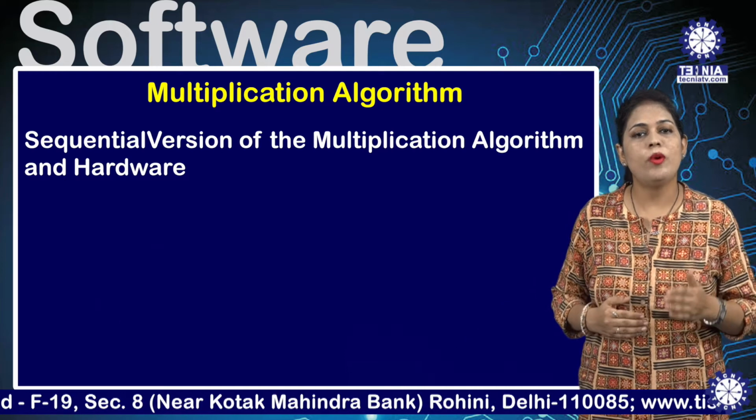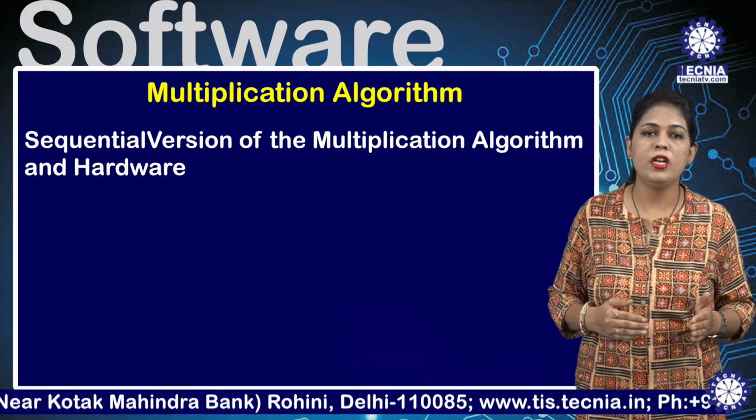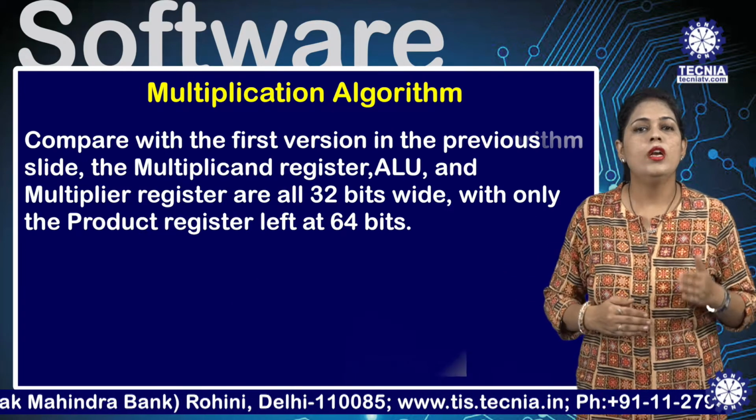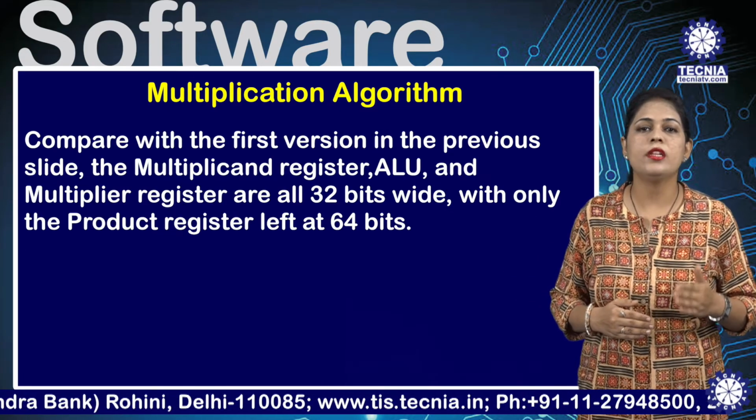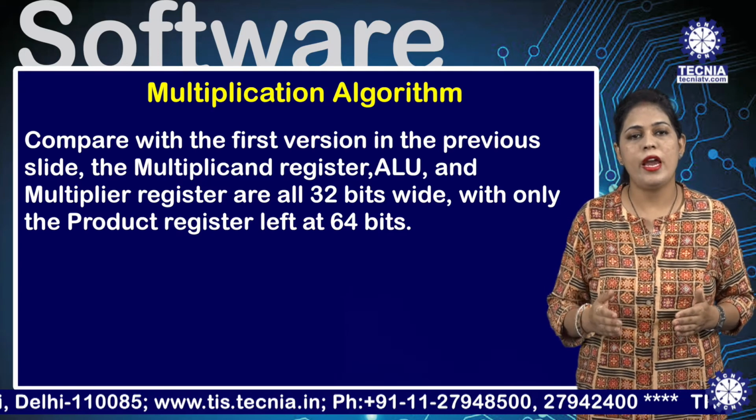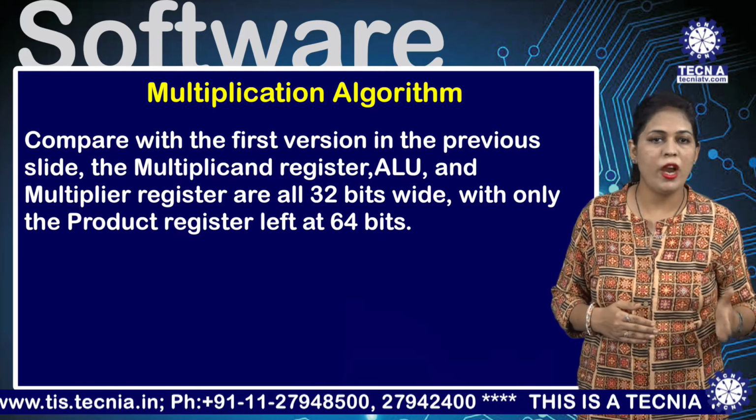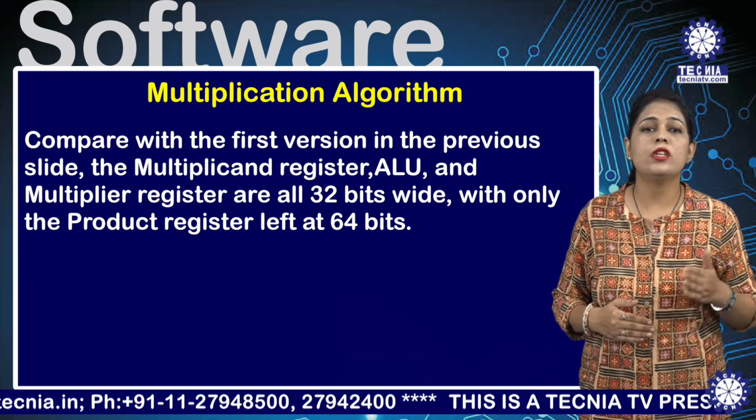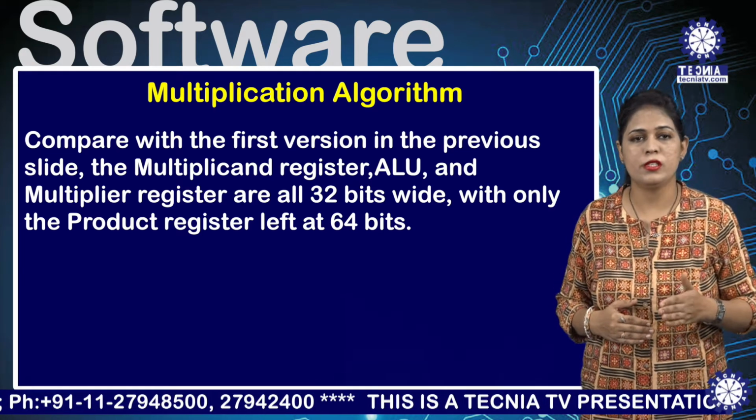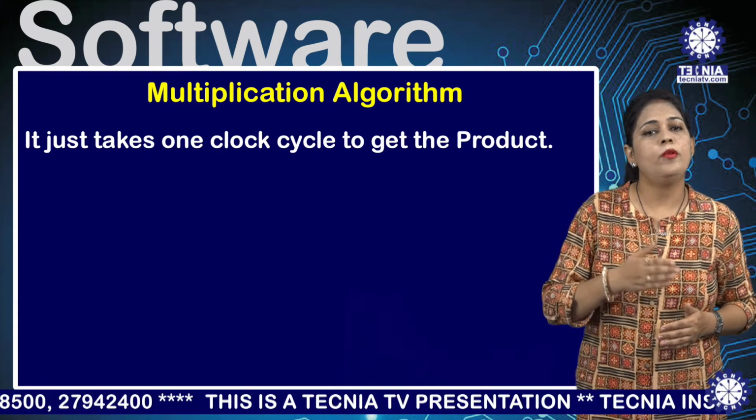Next is the sequential version of the multiplication algorithm and hardware shown in this diagram. Compared with the first version in the previous slide, the multiplicand register, ALU and multiplier register are all 32 bits wide, with only the product register left at 64 bits. It just takes one clock cycle to get the product.